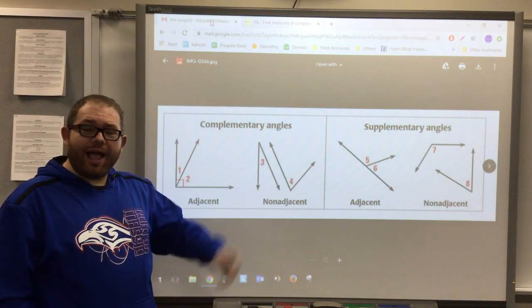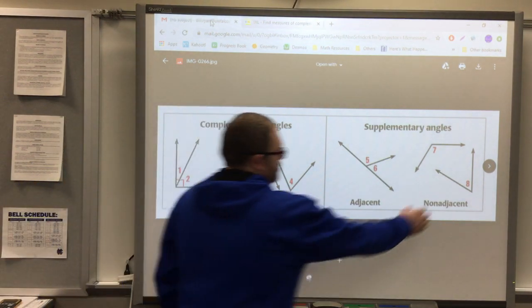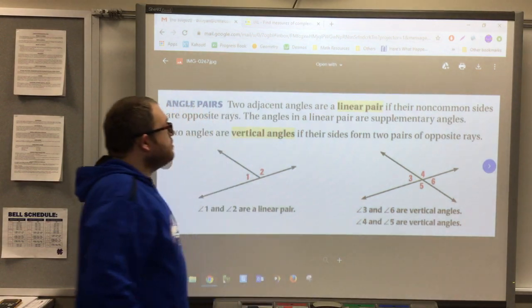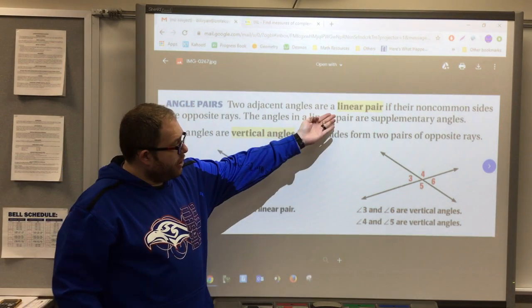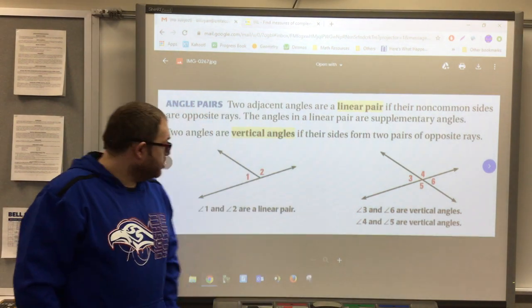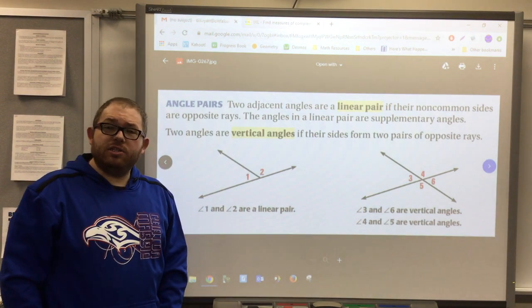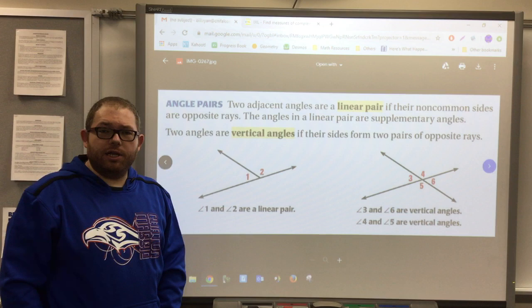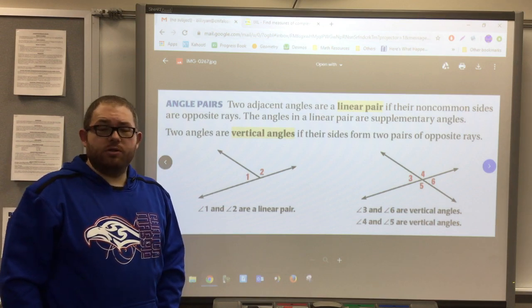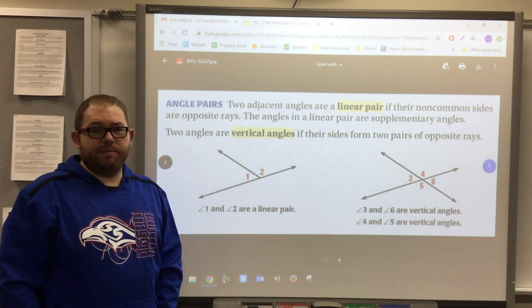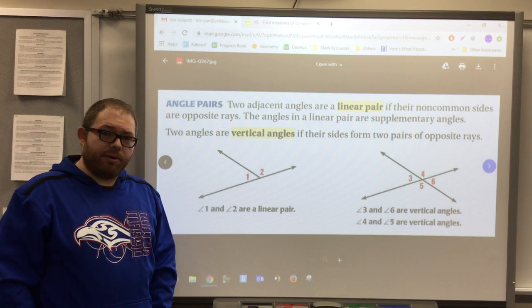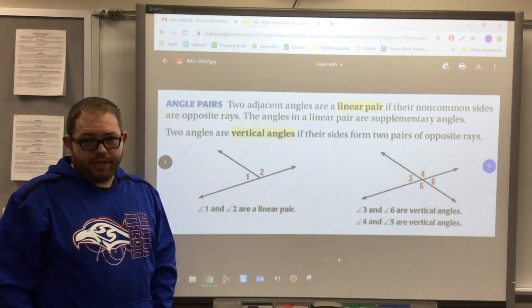Now that pair actually has its own name. It's called a linear pair. So anytime we have a linear pair, we know that the two angles add up to 180 degrees. So complementary adds up to 90, supplementary adds up to 180.